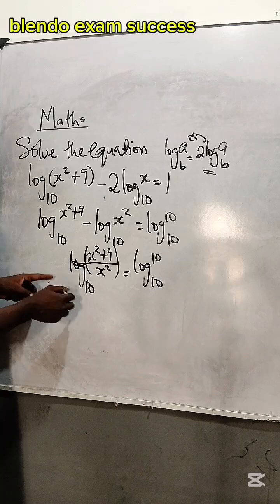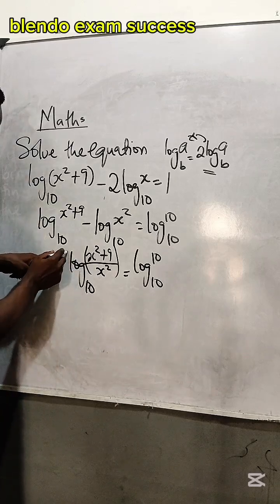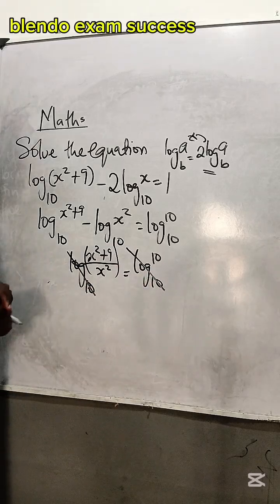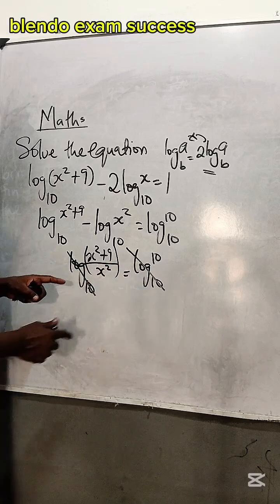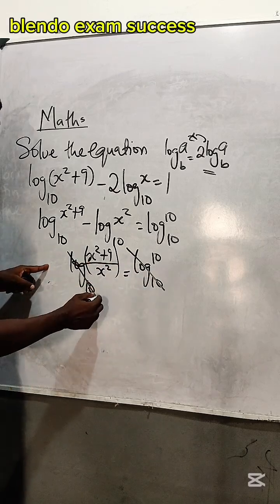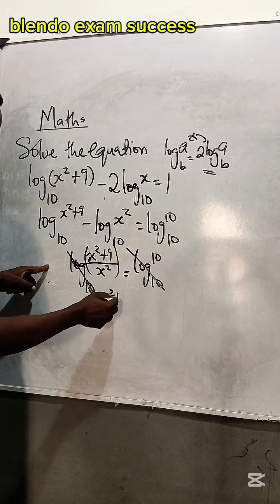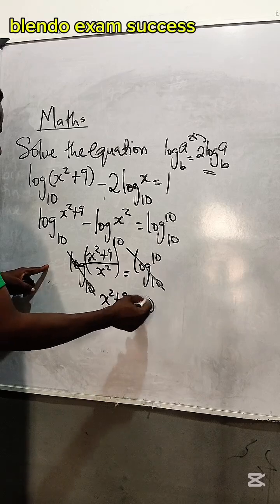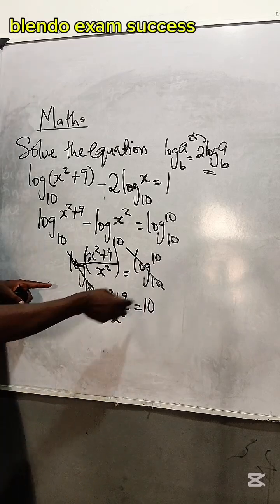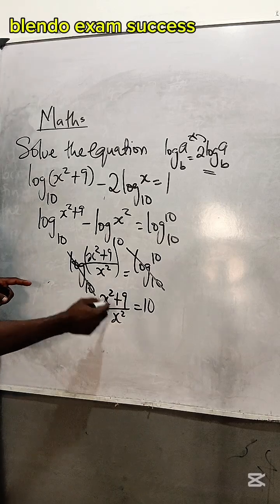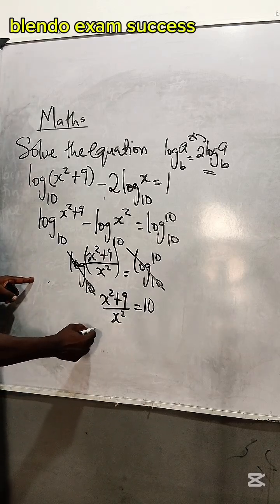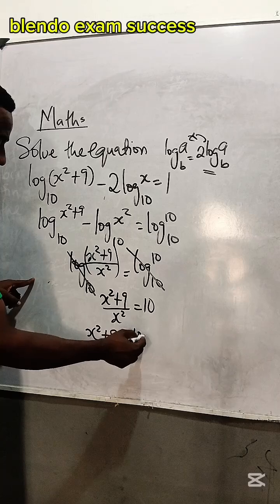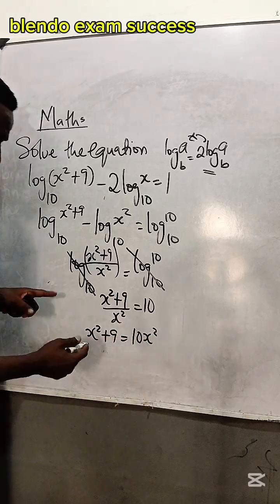Now we can say this log 10 can cancel out log 10. Okay? Log base 10 can cancel out log base 10. And we now have x squared plus 9 over x squared is equal to 10. So that we cross and multiply, we have x squared plus 9 is equal to 10x squared.